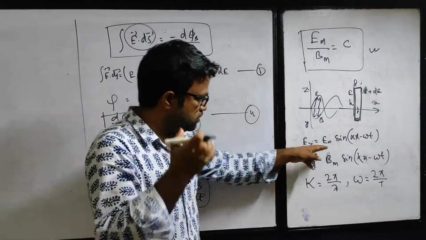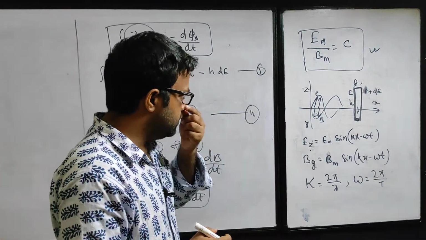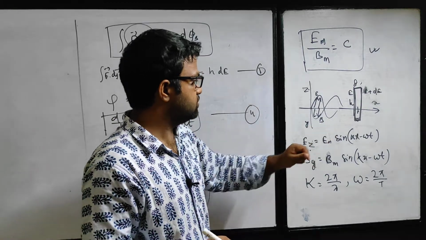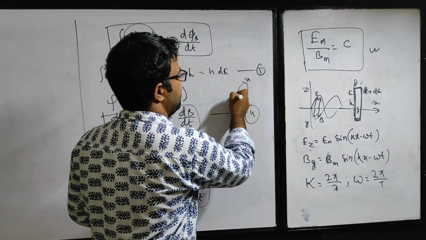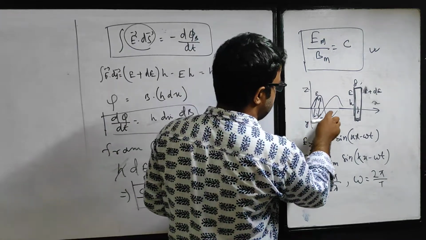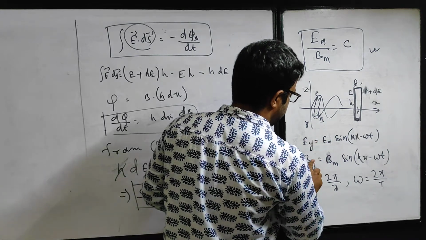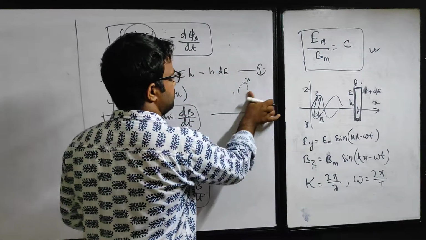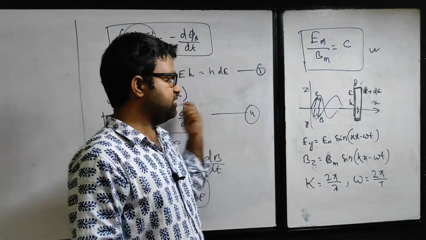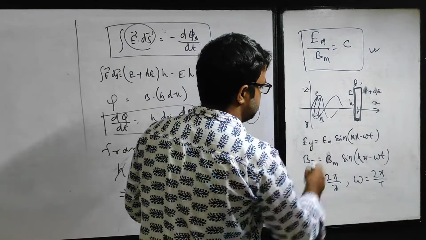But E cross B should come in that direction. E cross B should be X. So Z cross Y is X. So you can do one thing: you can write E Y and B Z. It's better, because E cross B should come in the positive X direction, else it will be in the negative direction. E cross B vector, right?